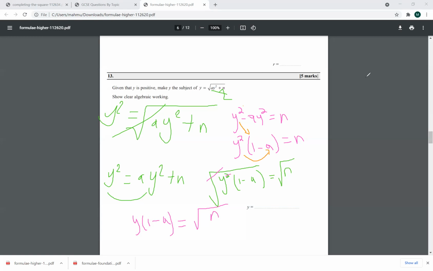Now all I have to do is separate this and move it to the other side. So what will that be? So now my y equals square root of n, and what happens to the 1 minus a? The 1 minus a, what happens to it if I move it to the other side?